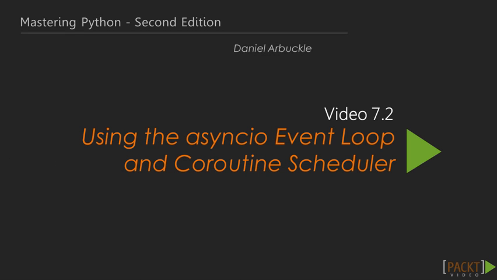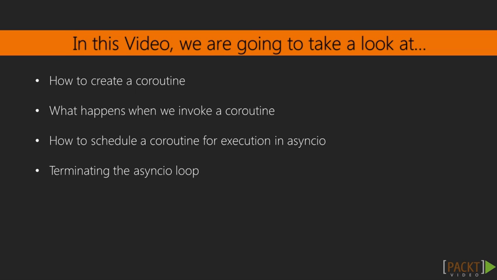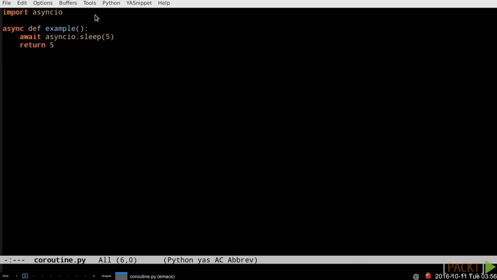In the previous video, we learned about Python's coroutines and some of how a cooperative coroutine scheduler works. In this video, we'll try our hand at writing some asynchronous code using Python coroutines and asyncio. It's easy to create a coroutine.